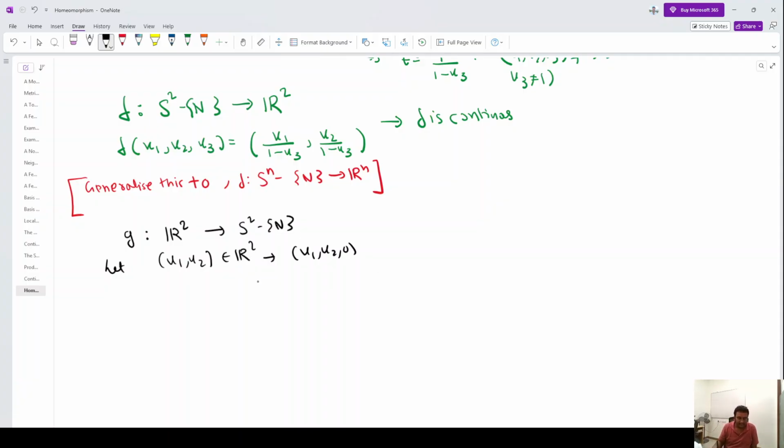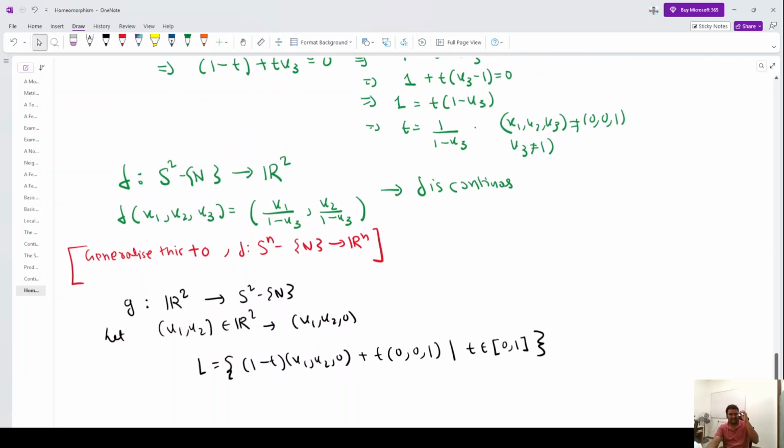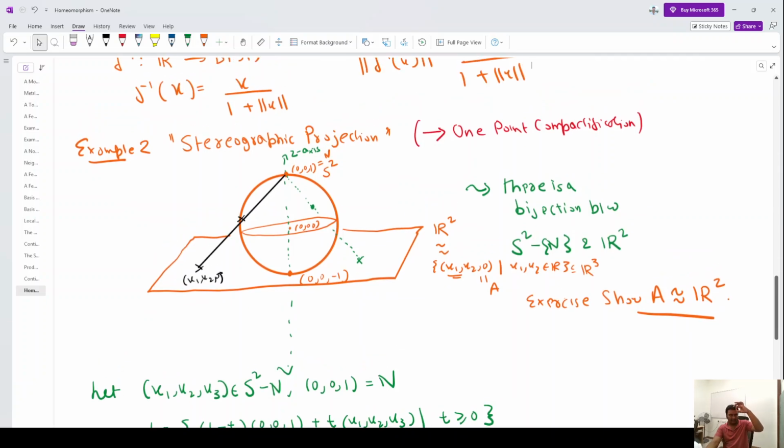Okay, so now consider the line segment again, beginning from x1, x2, 0. And now you don't need to go beyond N, so just consider till N, that is 0, 0, 1. Of course, this intersects the sphere at the North Pole, N. But what you have to look at is this middle point. What is this?